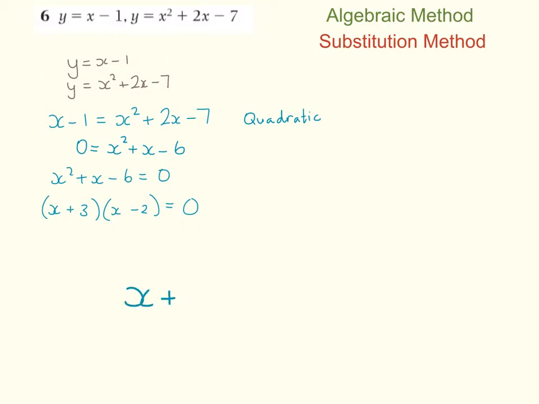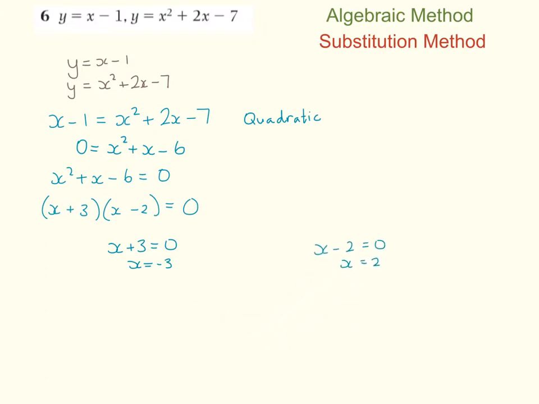And if we solve that to get some answers for x, we can have x plus 3 is equal to 0, which gives us the x equals minus 3 that we found from Desmos. And then if we take x minus 2 is equal to 0 next, x is equal to 2.